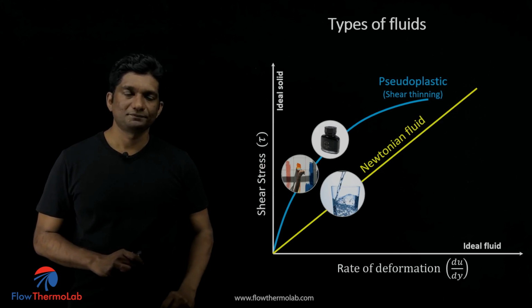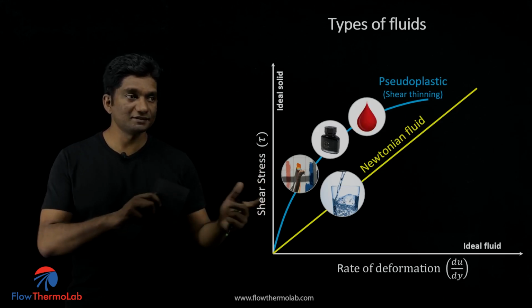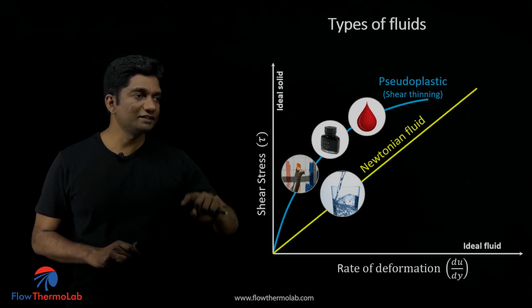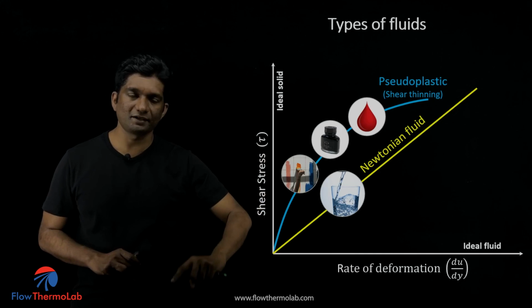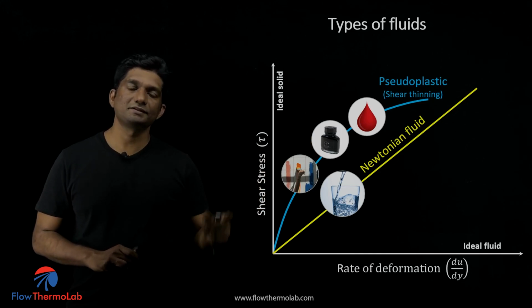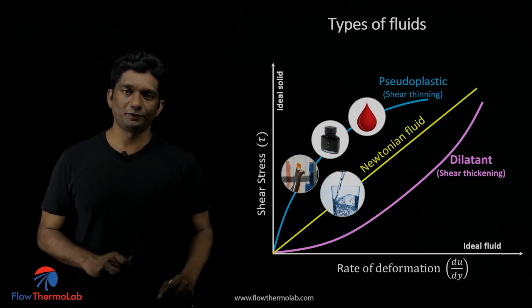Same for ink. And another example which is interesting is the blood. The blood is a non-Newtonian fluid and it is a pseudoplastic, or shear thinning fluid. This kind of fluid is called a shear thinning fluid. And then we have some fluids which are the other way around, which is the dilatant fluid. This is called the shear thickening fluid.